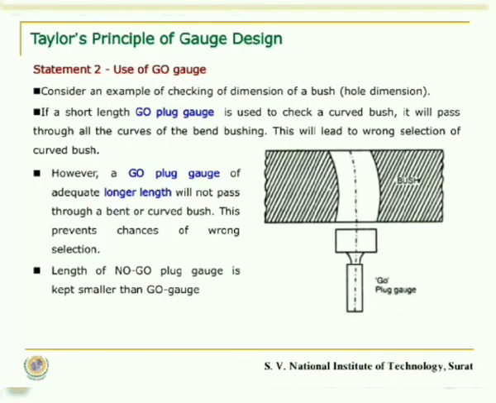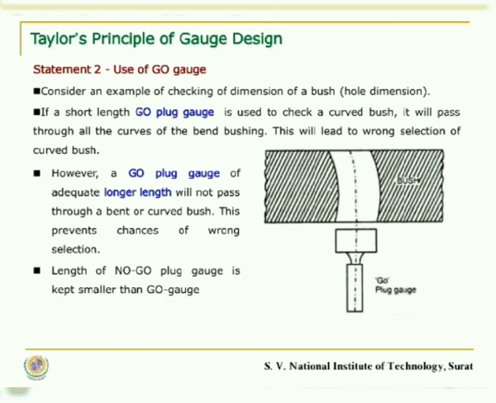Now let us try to understand this statement 2 with the help of some examples. Let us consider the use of a go gauge for checking the dimension of a bush. If a short length of go plug gauge is used to check a curved bush, there are chances that it will pass through all the curves of the bent bush. So this will lead to wrong selection of the curved bush.